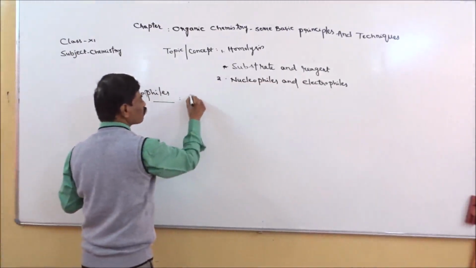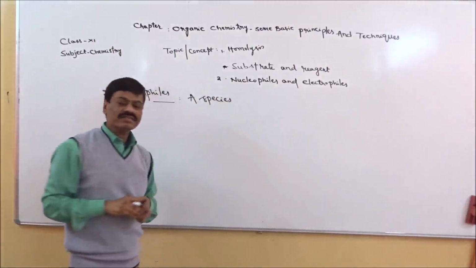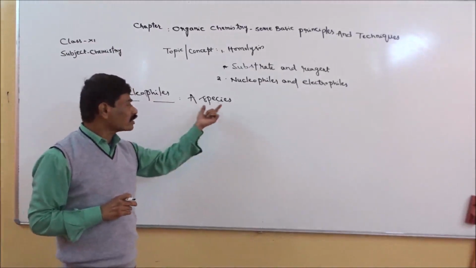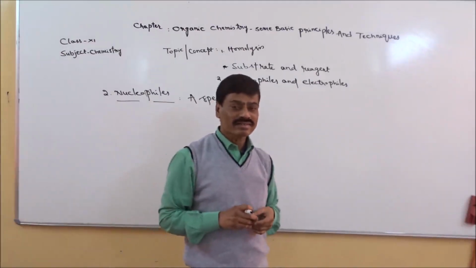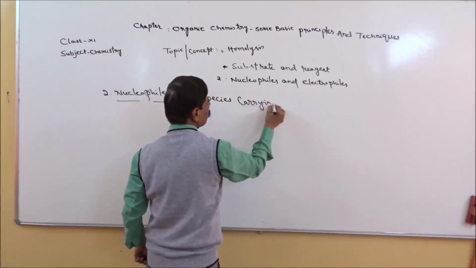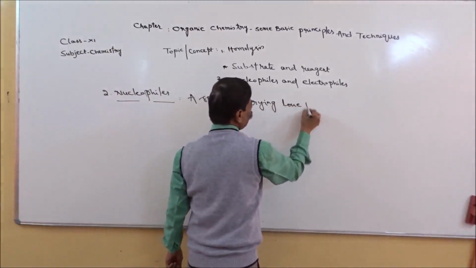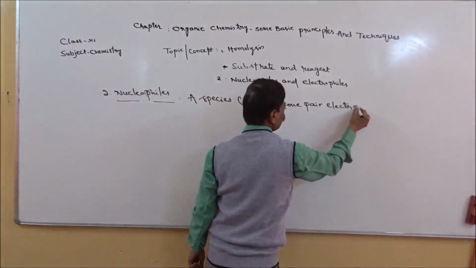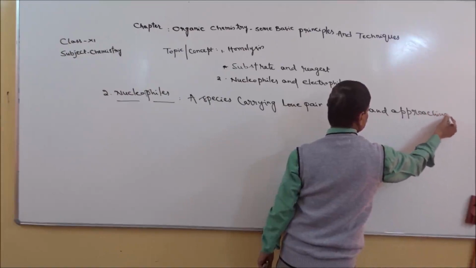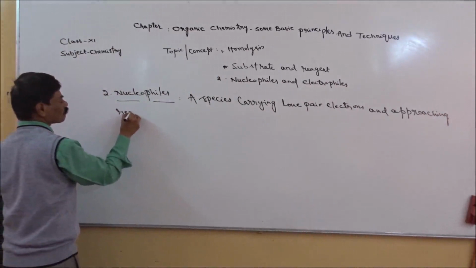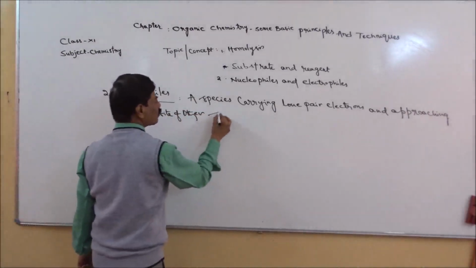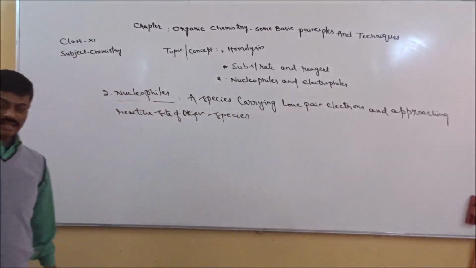So nucleophile refers to a species. Species means a particle or group of particles. In biology, species refers to a different thing. Here, species means a fragment or piece, which carries an electron pair. That electron pair should be non-bonding. So a species carrying a lone pair of electrons and approaching the reactive site of another species. Yes, a species can be a reactant.